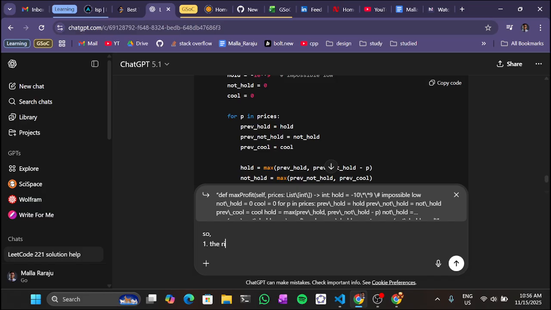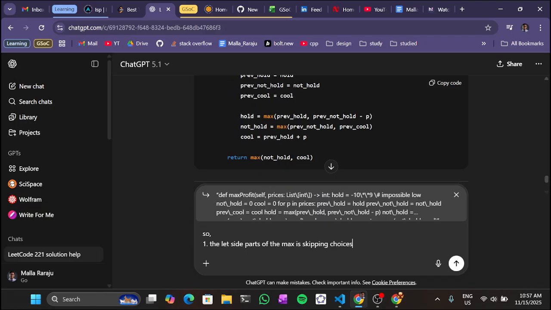Right, sorry, the left side parts of the max is skipping choices. That means we are holding previously something and we are still holding it. We are not holding anything previously and we are still not holding anything.